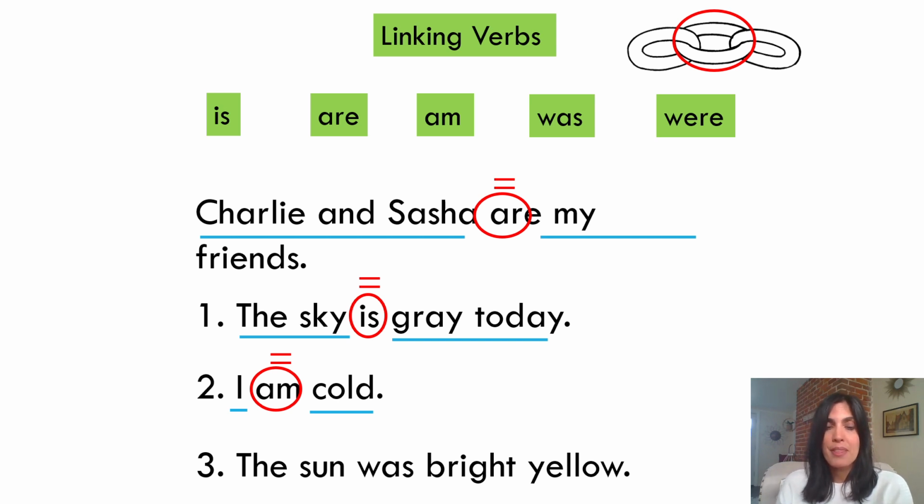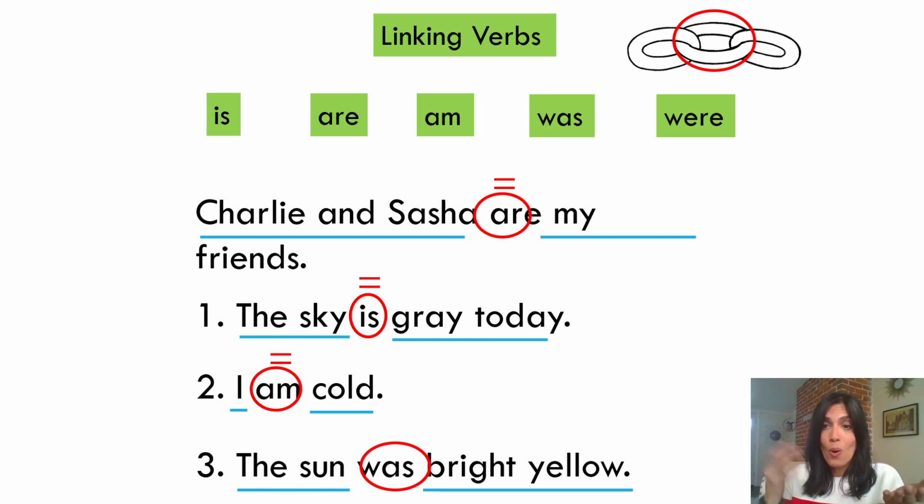It reads, the sun was bright yellow. Who or what is this sentence about? Yes, the sun. And which words tell me more about the sun? Yes, bright yellow. And can you see what the verb is in this sentence? Yeah, I hope you were thinking this word, was.